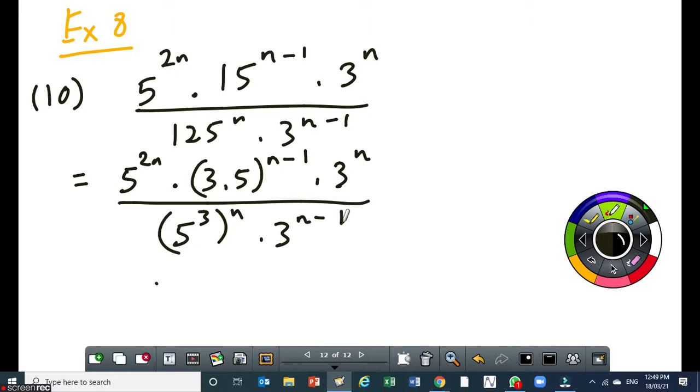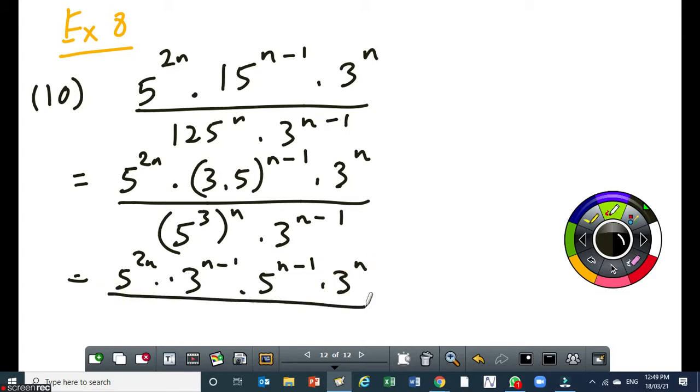My next step is to remove the brackets before I use law 1 or law 2. So this becomes 5 to the power of 2n times 3 to the power of n minus 1 times 5 to the power of n minus 1 times 3 to the power of n. This is all over 5 to the power of 3n times 3 to the power of n minus 1.